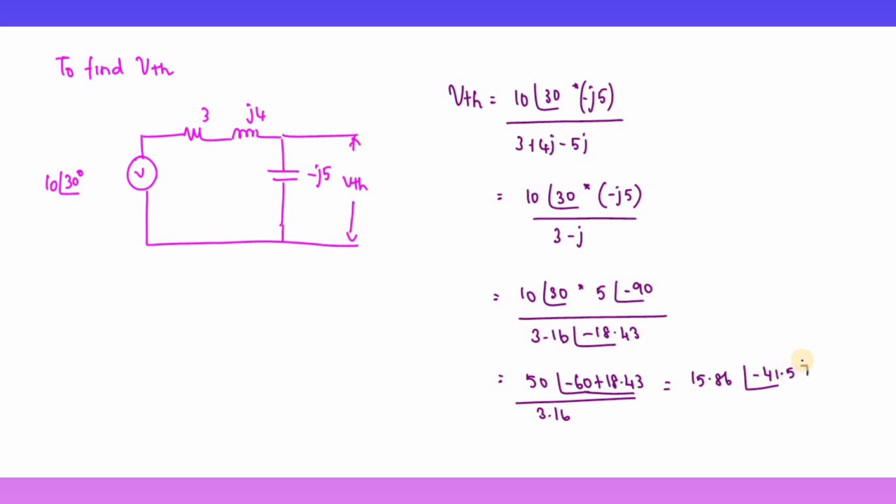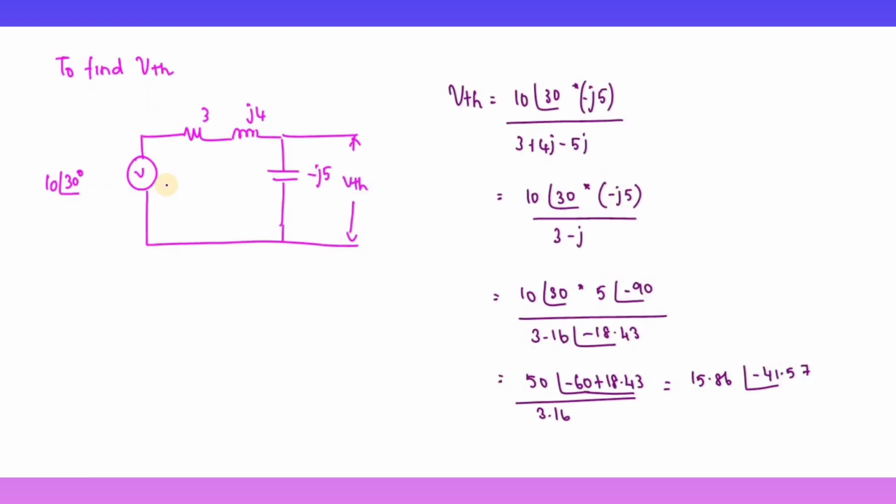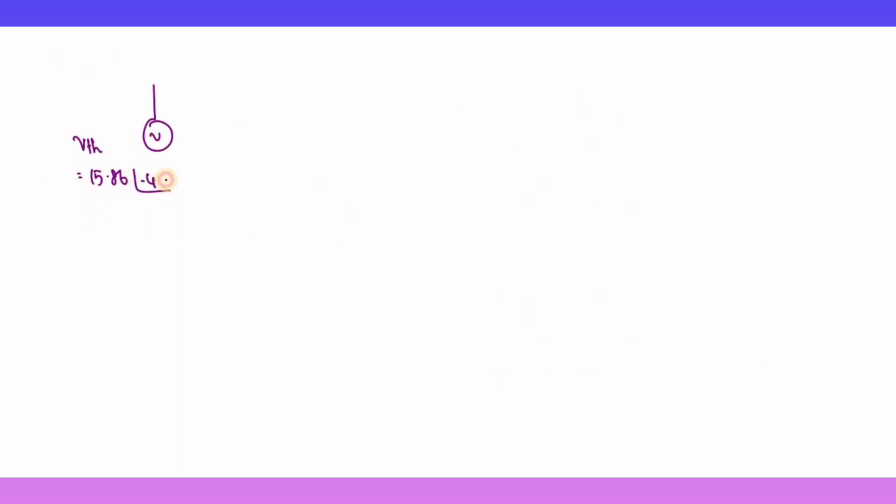So answer is 15.86 angle minus 41.57. So now I am going to substitute this one. This is my VTH, right? The VTH value is 15.86 angle minus 41.57.